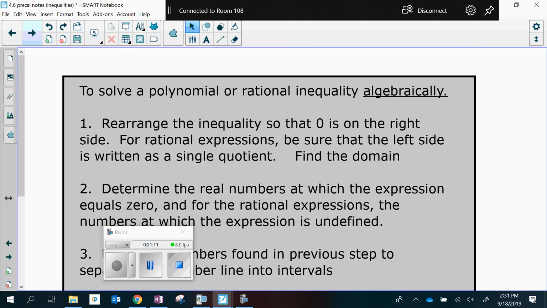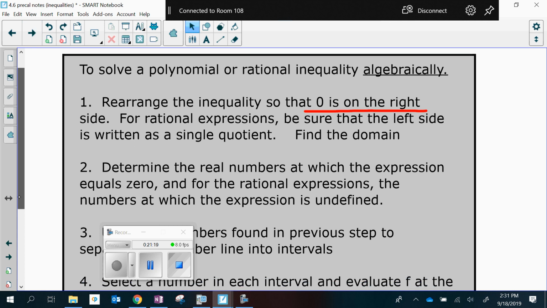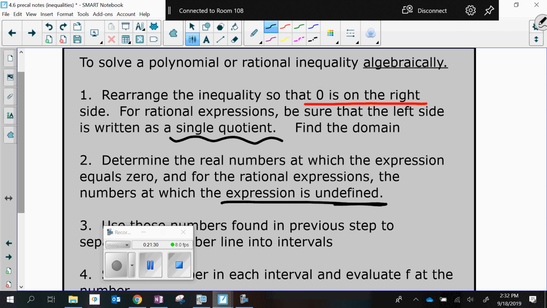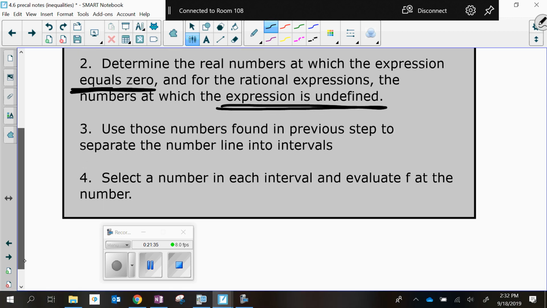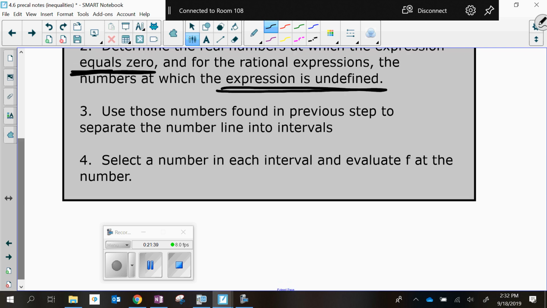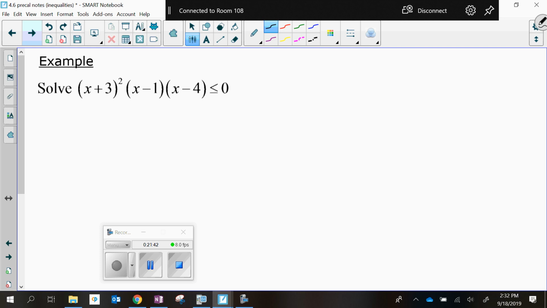So algebraically, basically, we're going to do the same thing, except we're not going to have this guy, okay? Be sure the left side is written as a single quotient. This is important, okay? The domain is going to give you the vertical asymptotes and the zeros, okay? Use these numbers to separate the number line into intervals and select a number and evaluate that. Okay, so let's try one here.